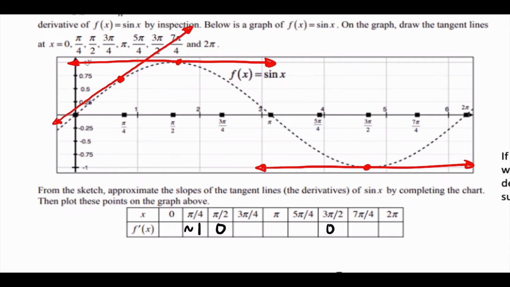All right. So we're trying to fill in enough of this table. I'm not trying to fill in the whole table. I'm trying to fill in enough of the table so that I kind of get a good picture, right? So what would the slope be at pi? What would the slope of the tangent line be at pi? Approximately what?